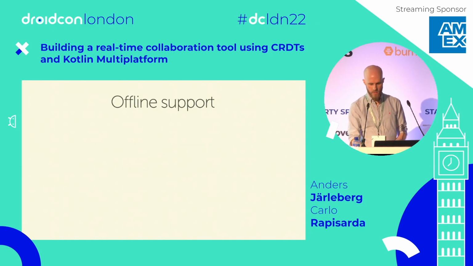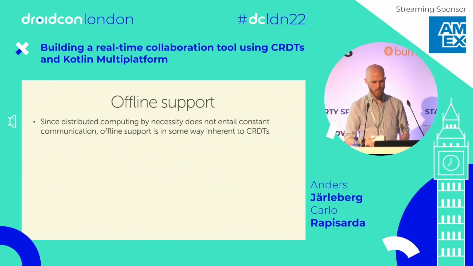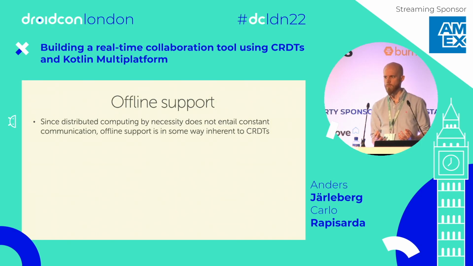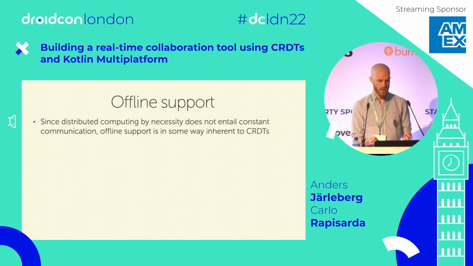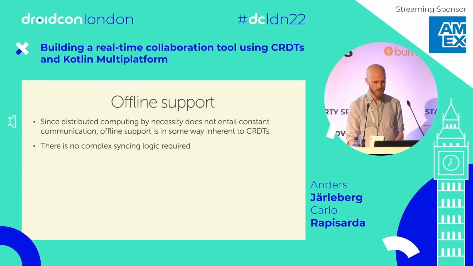I can also mention that with offline support, we're talking about distributed computing, so by necessity, we're not going to have constant communication. If nothing else, we're going to be separated through time and space. So offline support was extremely simple for us. There is no complex syncing logic. If you've ever written your own syncing logic manually, you know that it's really error prone. You have to be very careful. You need to think about all these edge cases and how you can make sure you're not losing data, for example.